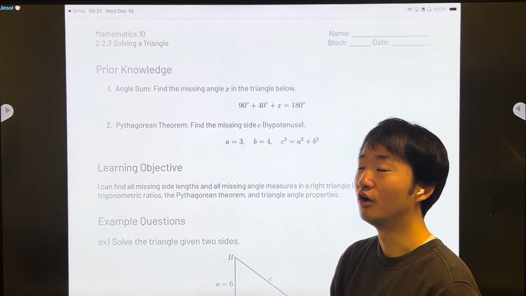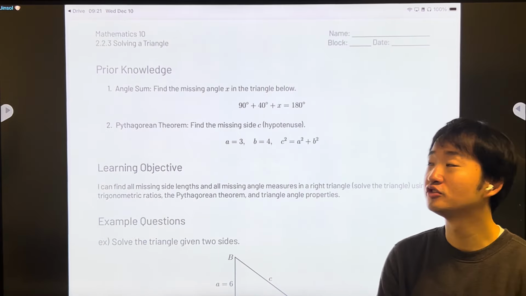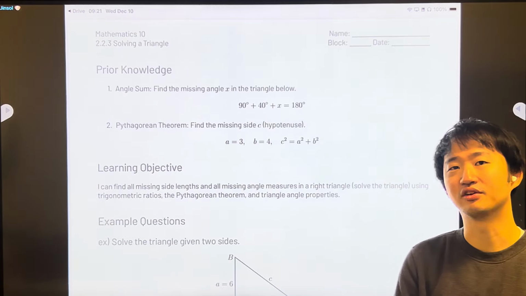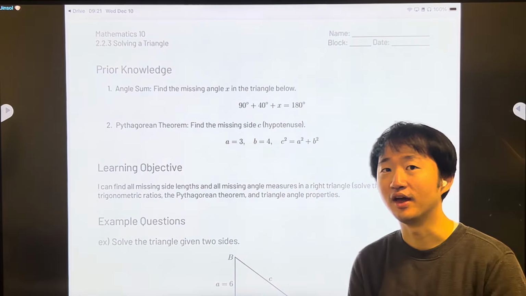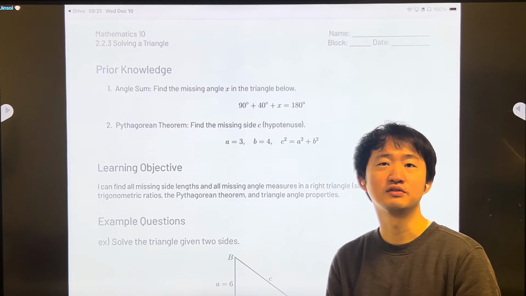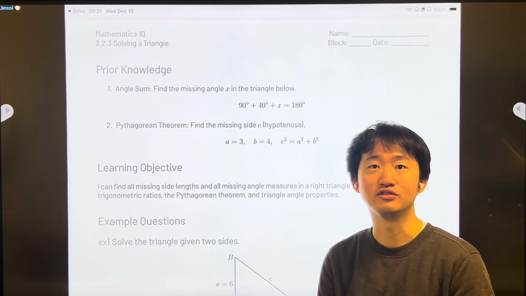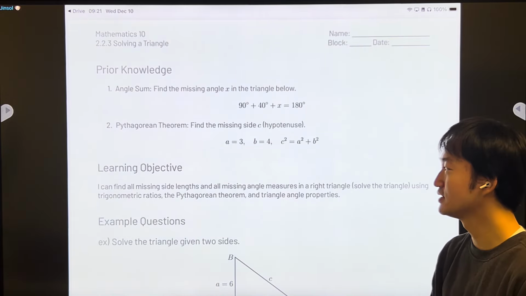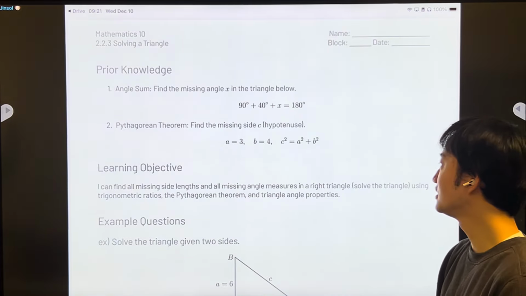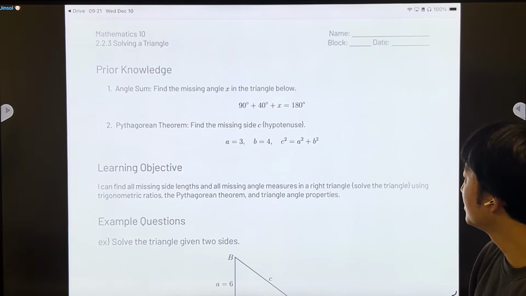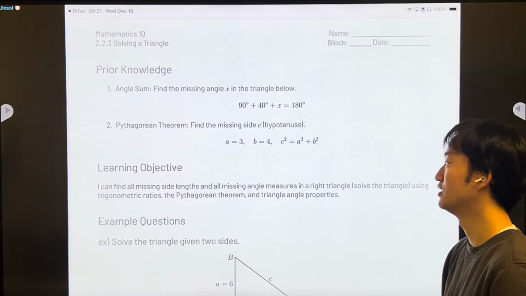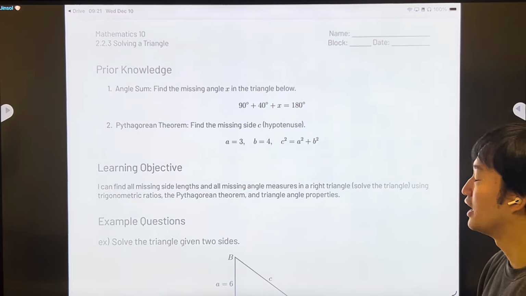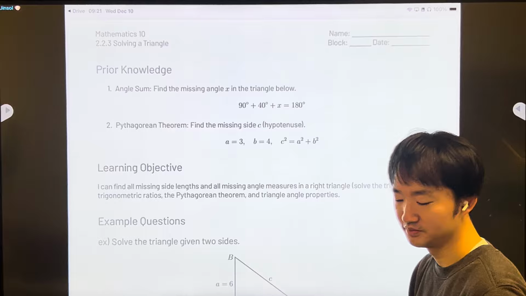So in order to solve the triangles, we need some prior knowledge, such as the fact that angles in a triangle add up to 180 degrees, as well as the Pythagorean theorem, which is useful for us to find the unknown side of a right triangle. After this video, you'll be able to find all missing side lengths and all missing angle measures in a right triangle, in order to solve the triangle using the trig ratios, the Pythagorean theorem, and the angle properties of the triangle.